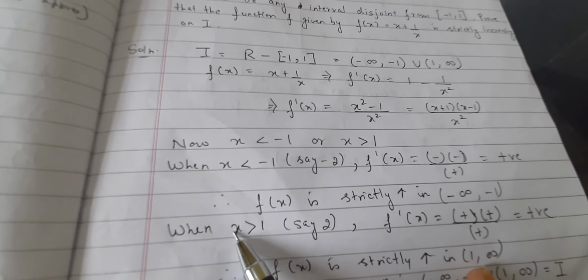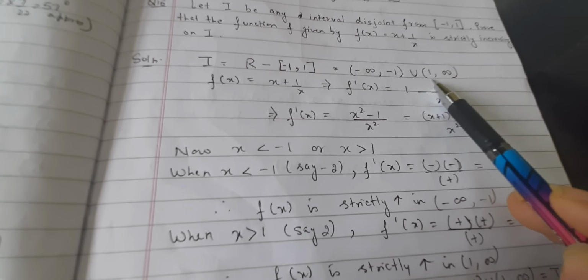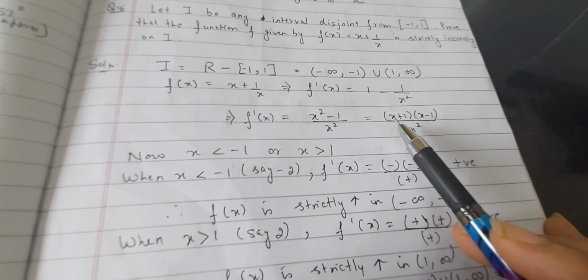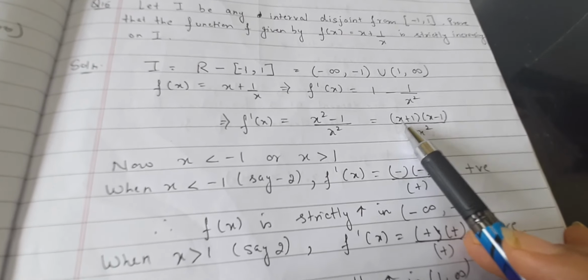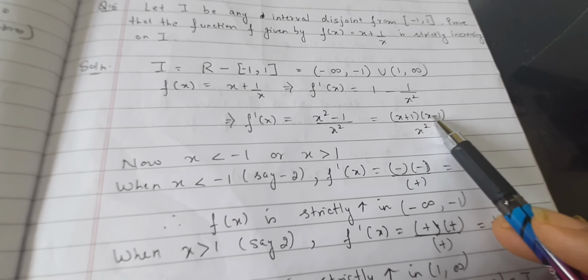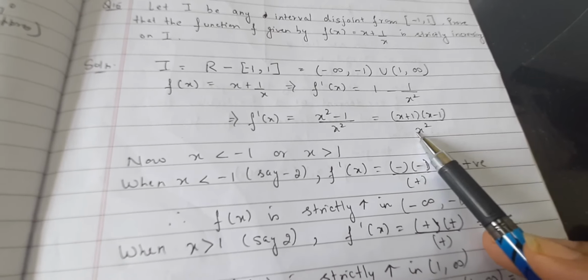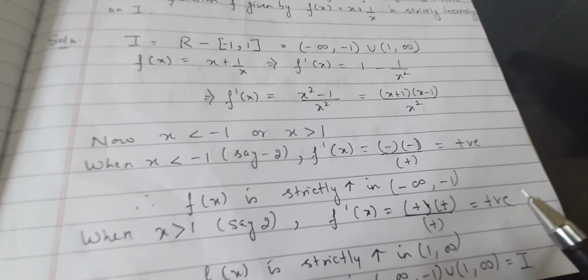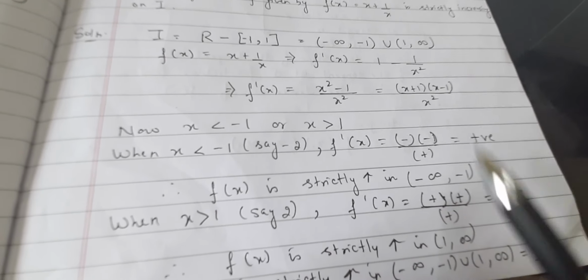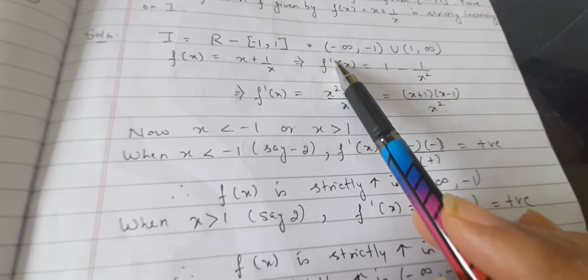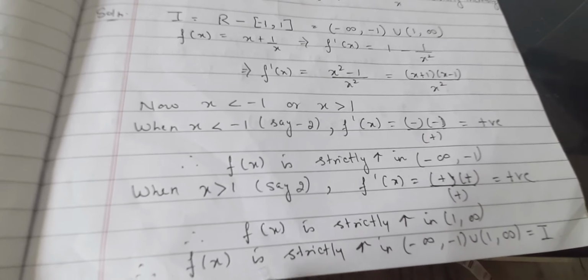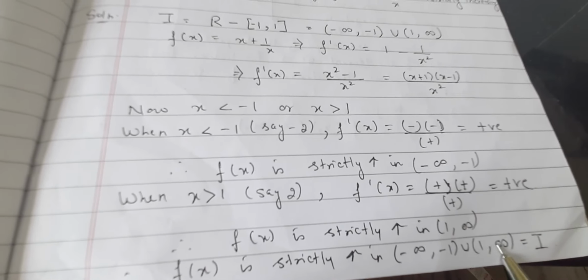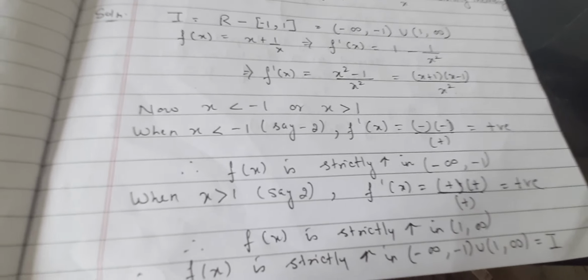Similarly, when x is greater than 1, that means now I am talking about this interval. So say 2. If I substitute here x is 2, so it will be a positive quantity. This is also a positive quantity. This is also a positive quantity. So we get a positive quantity ultimately. So f(x) is strictly increasing in this interval also. So it is strictly increasing in its union. So f(x) is strictly increasing in (minus infinity, minus 1) union (1, infinity), which is nothing but I.